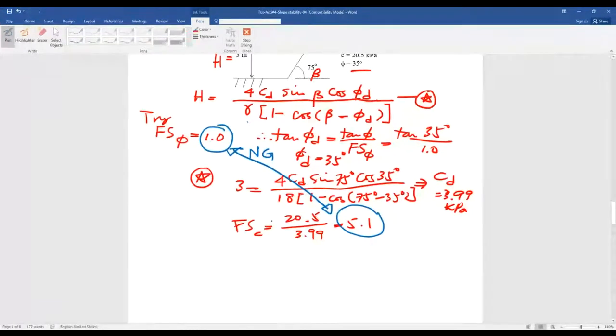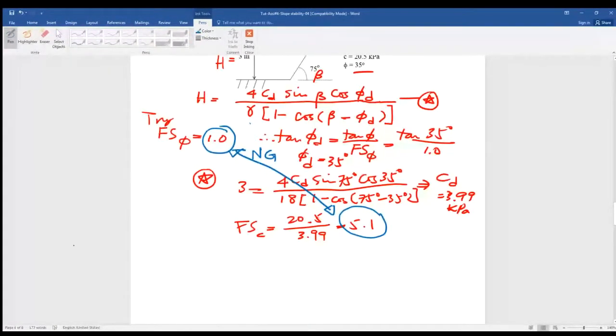Try FS equals 2.5, right? The midway between 1 to 5. So you try.